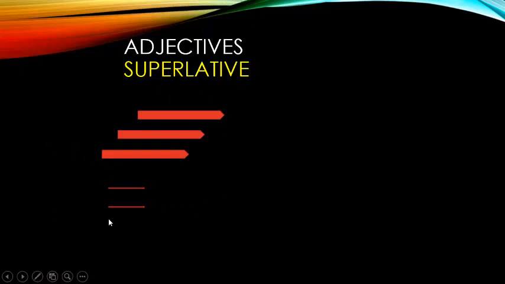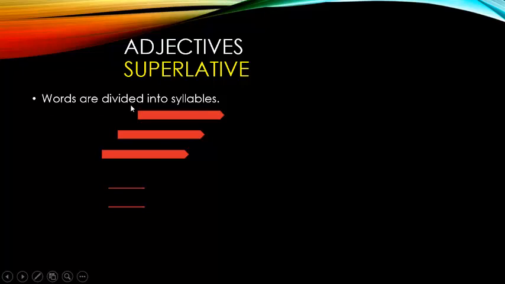Okay, we finish with comparative, when we compare between two. Now we will compare between more than two. So you are the best one, you are the tallest guy, you are the fattest, whatever. Okay, so superlative.